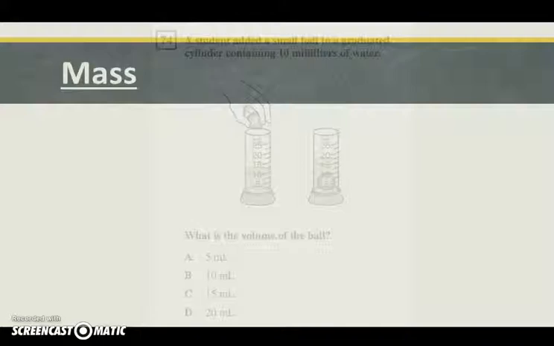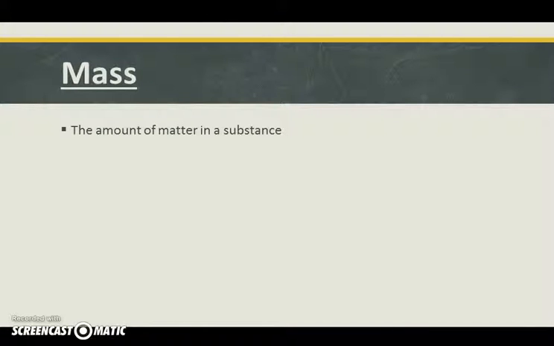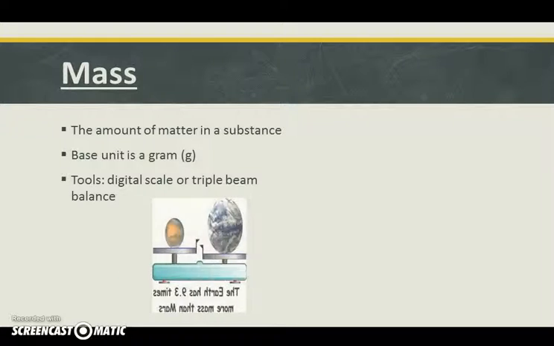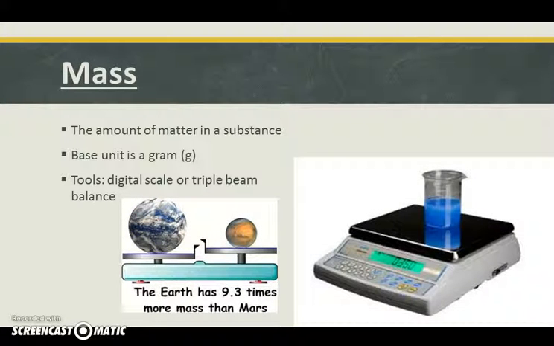Another thing that we're going to be measuring is mass. It's the amount of matter in a substance. We're going to use grams or kilograms for that. Okay, and we'll use triple beam balances or digital scales. The majority of class you will be using triple beam balances. We'll do some experiments with those. That way you get used to them.